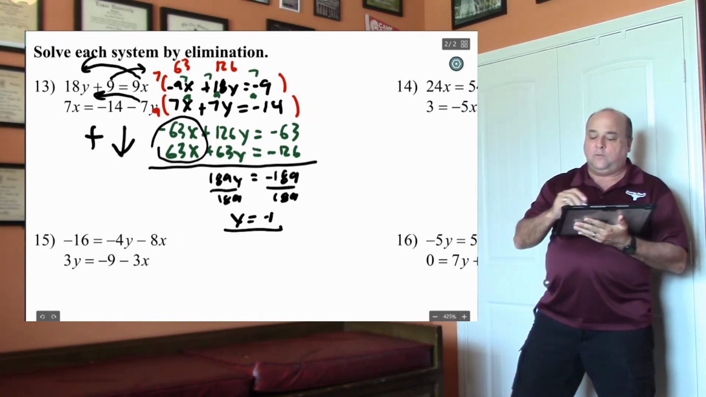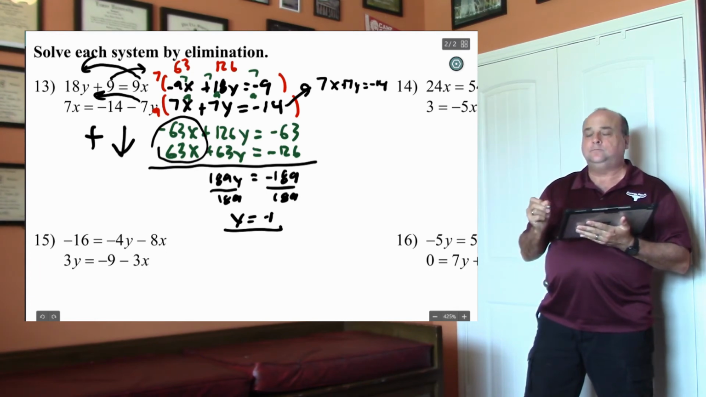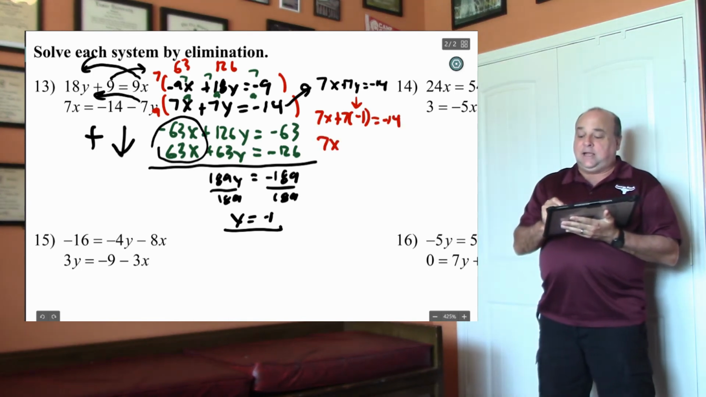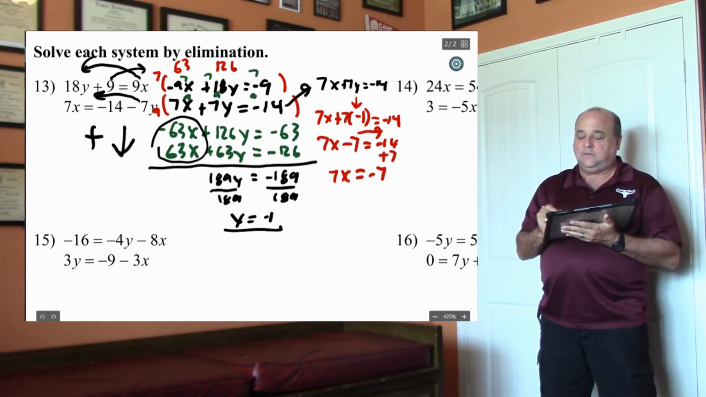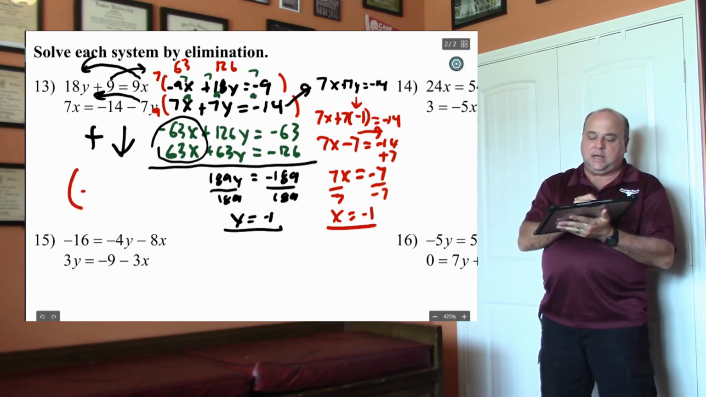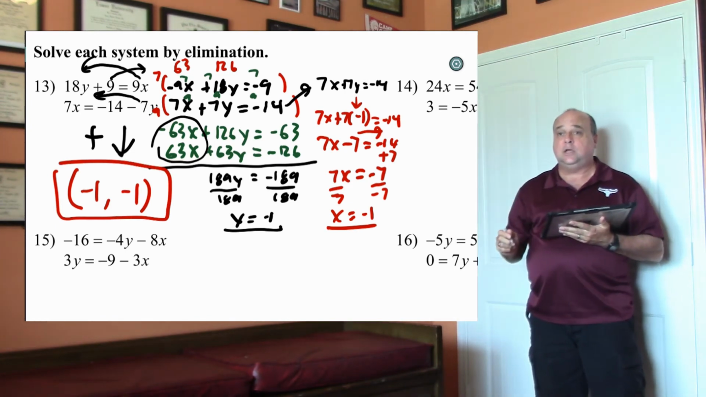Now I'm going to go over here, I still have room, and let's write down the top one. So 7x plus 7y equals negative 14. And I'm going to replace this y with negative 1, aren't I? So 7x plus 7 parentheses negative 1 equals negative 14. 7x minus 7 equals negative 14. Move over the 7, add 7. 7x equals negative 7. Divide by 7. This is just tedious work. x equals negative 1. So the ordered pair would be x, comma, y: negative 1, comma, negative 1, where the two lines would intersect.